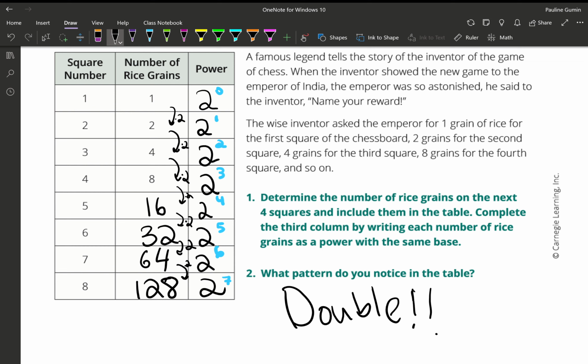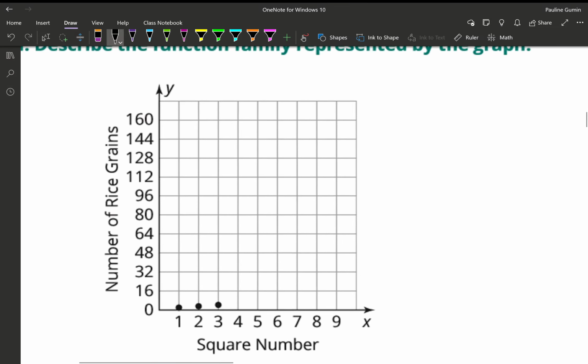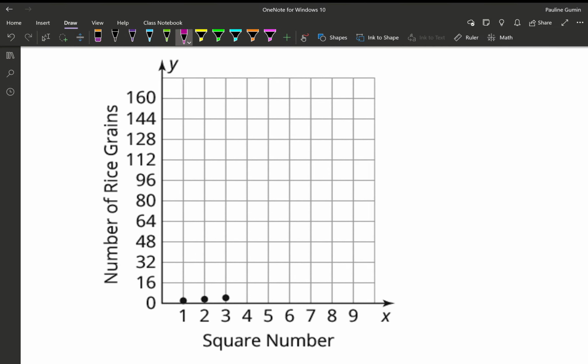Now, why was this so genius? Well, see how numbers are getting so big so fast? Let's take a look at how that graph looks. We got the first 3 graphed. For our 4th square, we had 8 grains. For the 5th, 16. For the 6th, 32. For the 7th, 64. And then look, for the 8th, 128. Look at that giant jump. Now the 9th square would give us so many grains of rice that it's not even on this graph. So that is a giant jump.